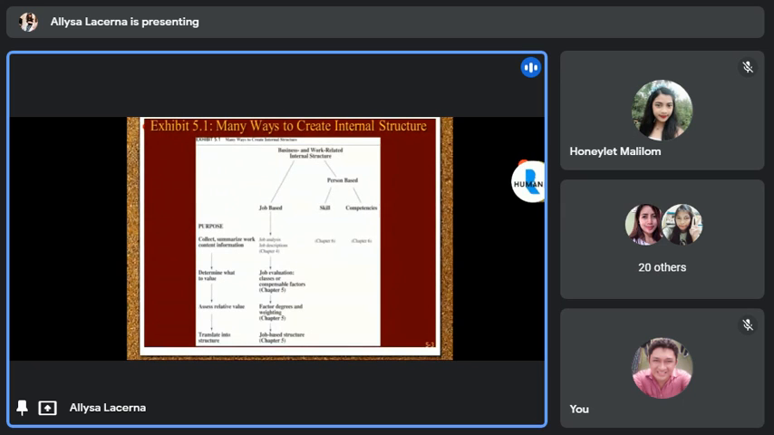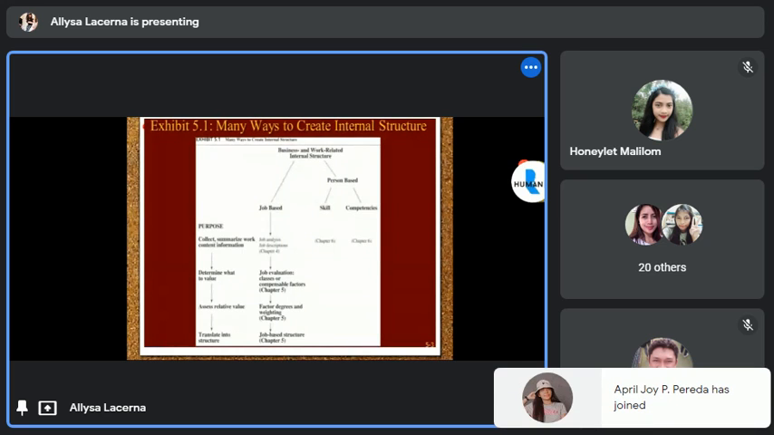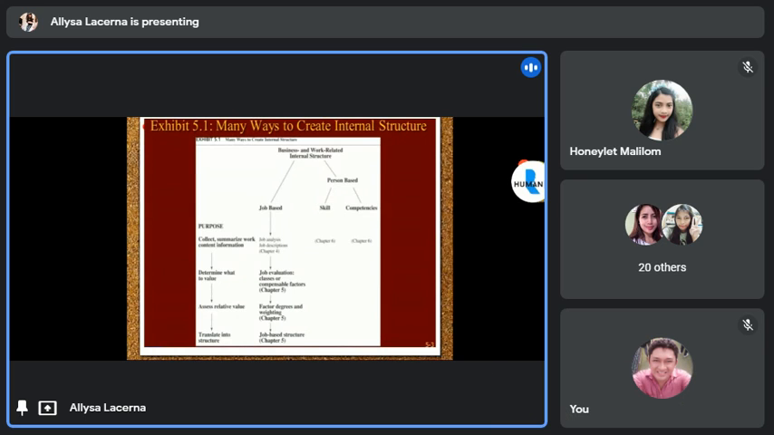So, go on to the chapter 5. Ito yung tinatalakay natin ngayon at tatalakayin pa natin mamaya. The job evaluation and its classes. So, sundan nyo na lang ako nasan yung aking dinidiscuss. So, followed by the factor, degrees, and weighting, and also the base structure.